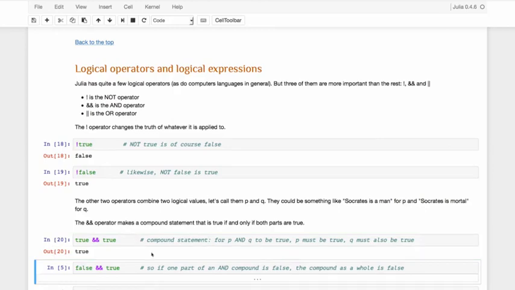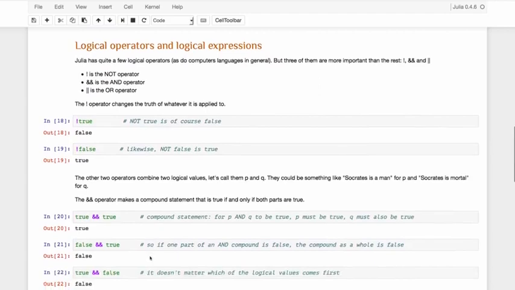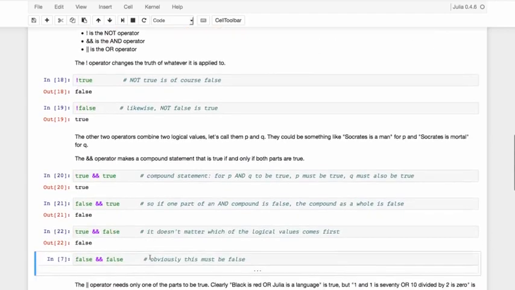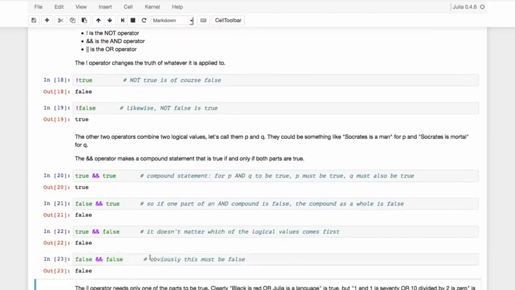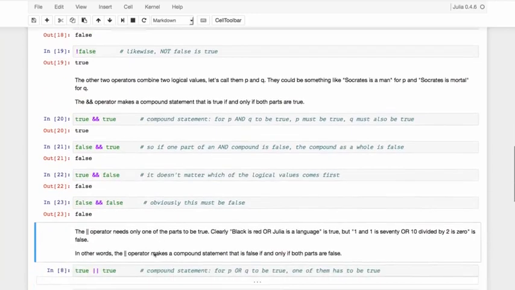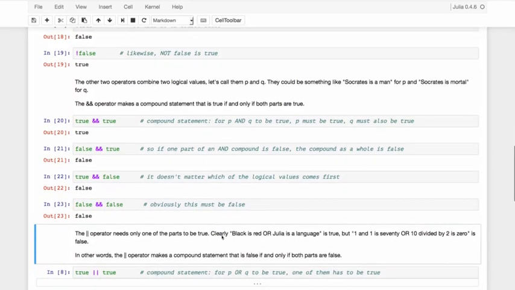If only one part is true, it is false. It doesn't matter whether it's the first or the second part. And just to be complete, if both parts are false, then of course it must be false. On the other hand, the OR operator needs only one of the parts to be true.